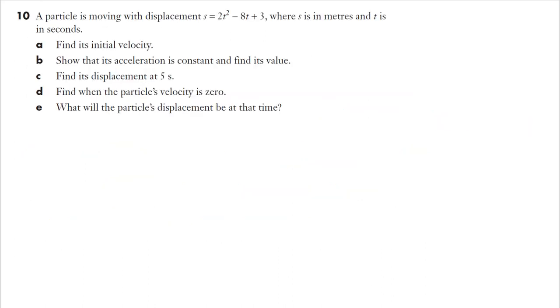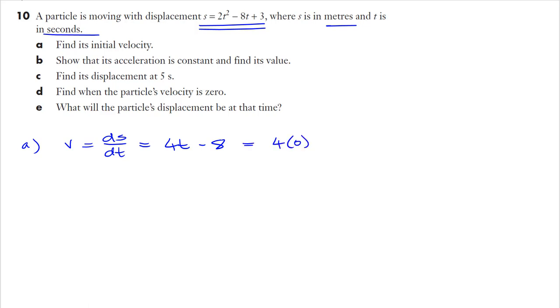On to the last question, question 10. A particle is moving with a displacement. This time we're using s as the pronumeral for displacement, and we've got meters per second. We want to firstly find the initial velocity. Well, firstly we need to get that velocity, ds/dt, and that'll be 4t minus 8, and initially t will be equal to 0, so 4 lots of 0 minus 8, so that will be minus 8 meters per second.